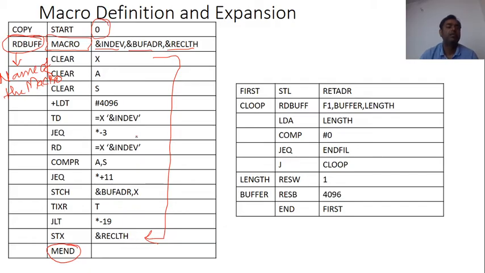Now you can see here this is the definition of the macro. When you are getting the macro in the opcode field, that means the macro definition has started. When you are getting the mend, that means the definition has been completed. Now you can see there is a statement like this one, JEQ *-3. What is the meaning of this statement? Here I have not written the label, I have written the expression *-3.